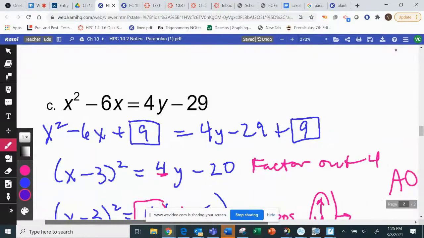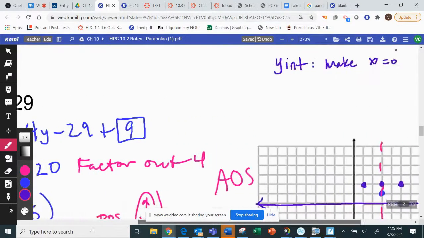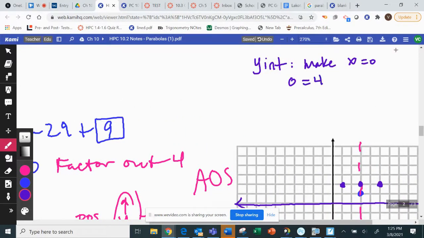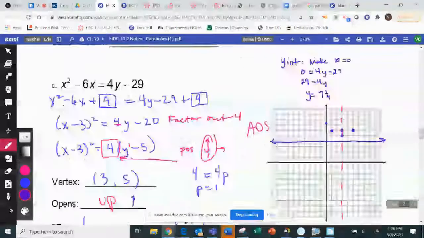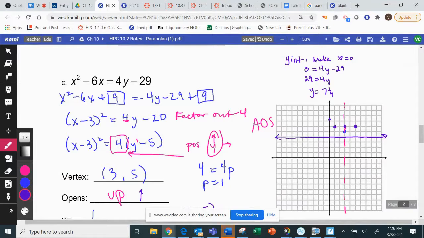I'm always going to go back to the original, just in case I made a mistake. 0 equals 4. It's got like 7 1/4. And if I have 7 1/4 for my y-intercept, that axis of symmetry actually allows me to find a mirror point to the y-intercept. That's pretty good. Should be able to graph accurately.